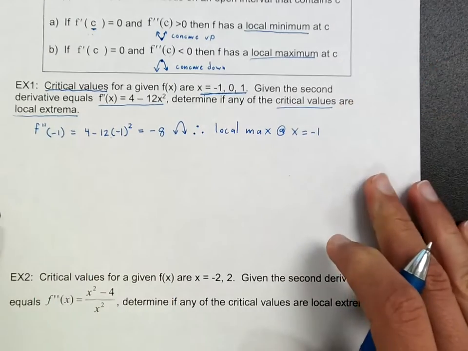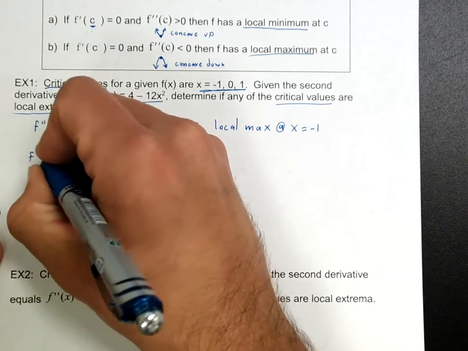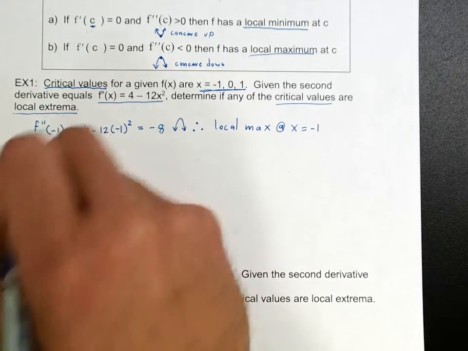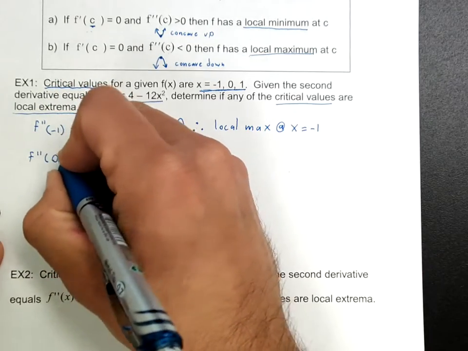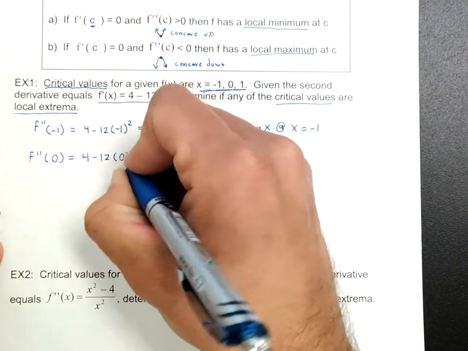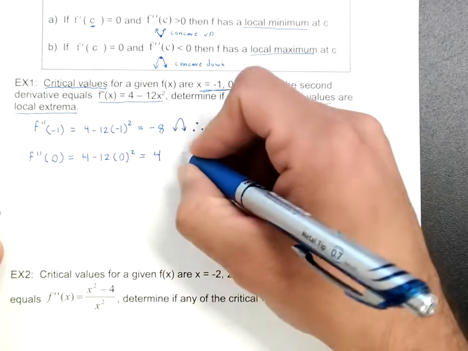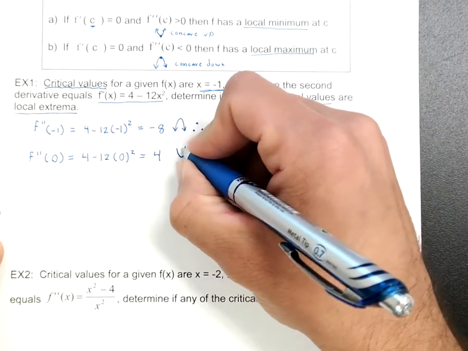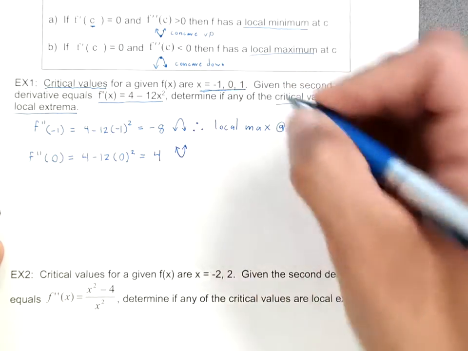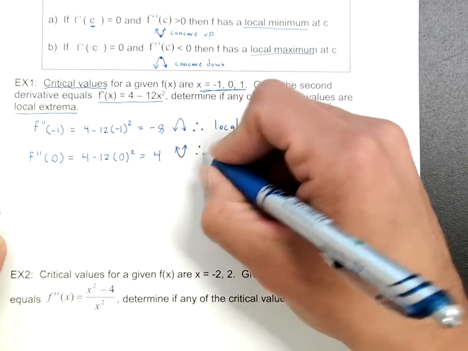All right, so we're going to do the same thing on the other one for the next couple, all right? So I'm going to plug in a 0 for x on the second derivative. And that's going to give me a 4. And 4 is a positive, right? So that means I'm concave up, all right? And if I'm concave up, that means I have a local minimum.